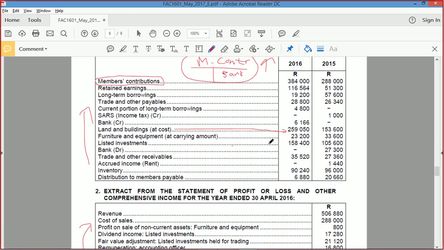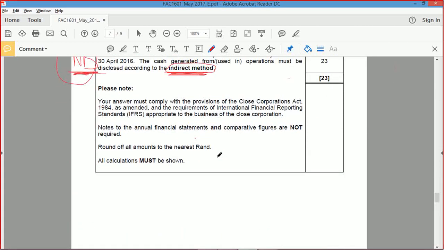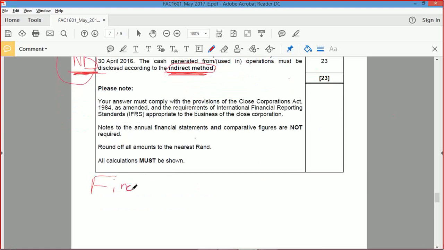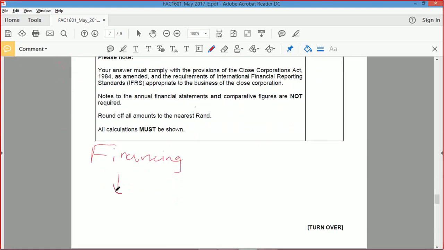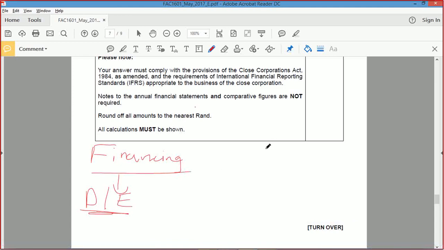Financing. No, land and buildings is an asset. Okay, let's revise the different sections. Operating is the day-to-day running of the business. So if it's day-to-day, it's operating. Financing is the other section that you could have. Financing is looking at debt or equity. So loans or shares or capital or members' contribution or anything along those lines. That's financing. Then you've got investing. What is that covering? Assets. Long-term assets.